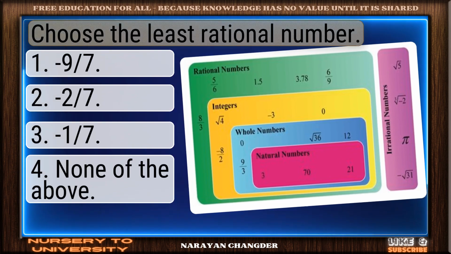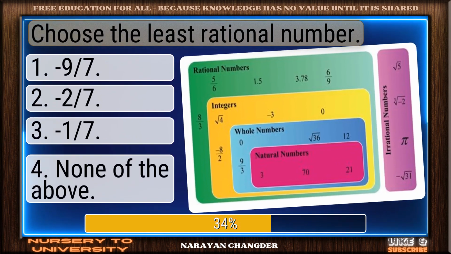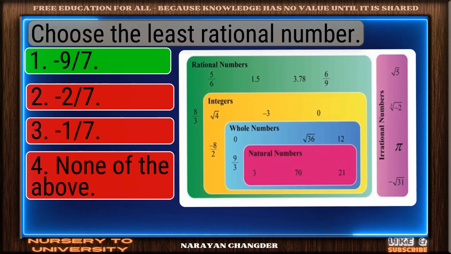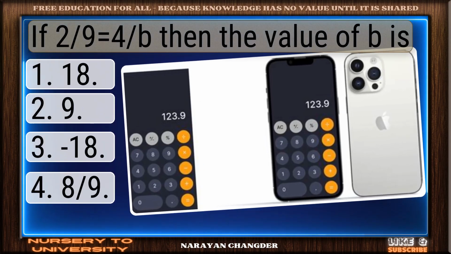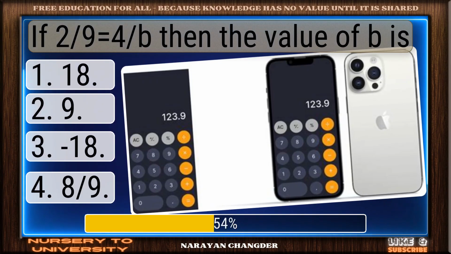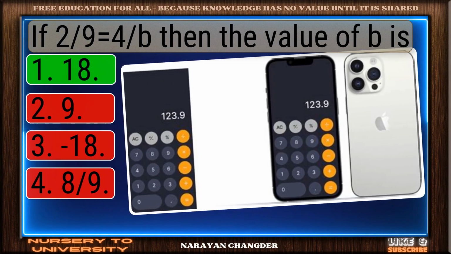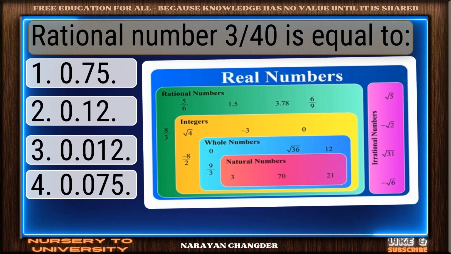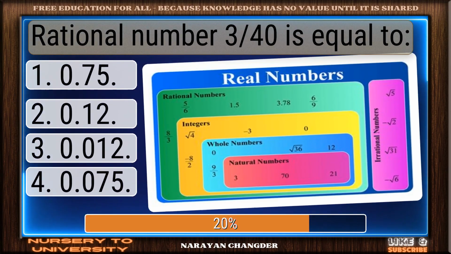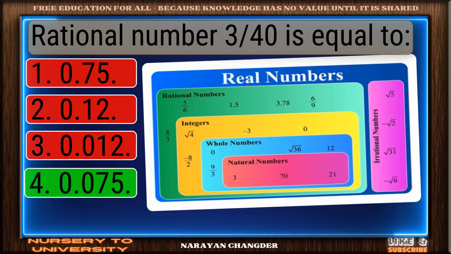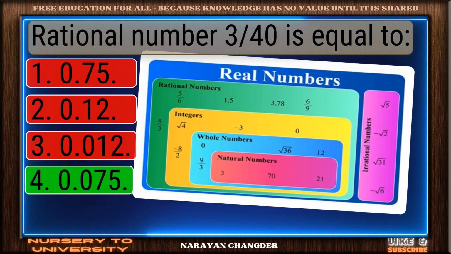Question number 97. Choose the least rational number. Well done. 9/7 is the right choice. Question number 98. If 20/9 is equal to 4/b, then the value of b is? Bravo, 18 is the answer. Question number 99. Rational number 3/40 is equal to? Good thinking. 0.75 is the right answer.